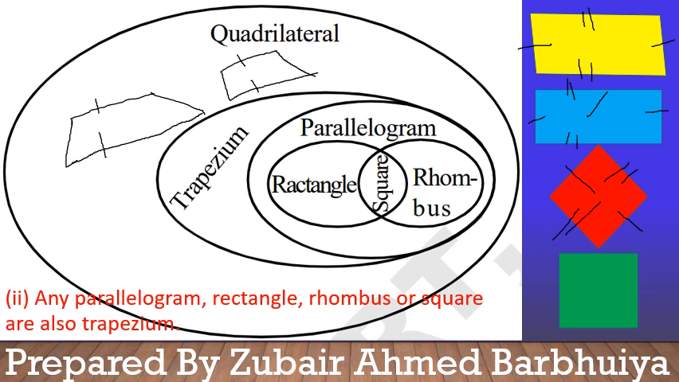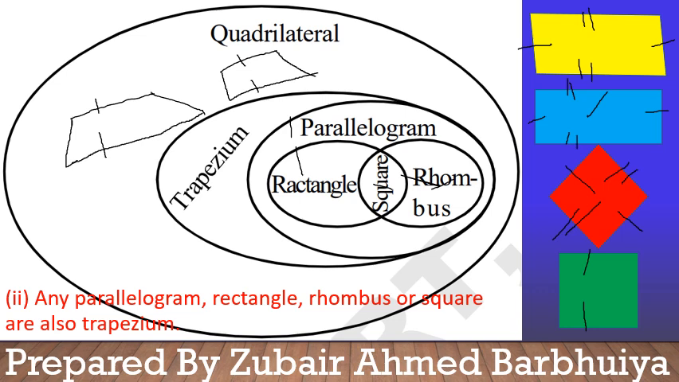at least one opposite pair of sides should be parallel. Here in the square, this side is parallel, so it can be considered a trapezium. So we can conclude that any parallelogram, rectangle, rhombus or square is also a trapezium. So here, see, in the boundary of trapezium, what are there? Parallelogram is there, rectangle is there, square is there, rhombus is there, so they are also trapeziums.